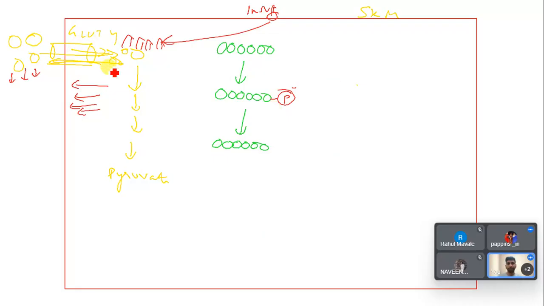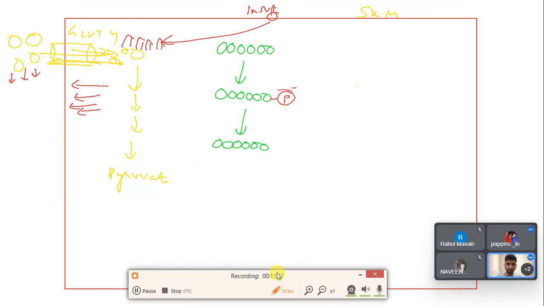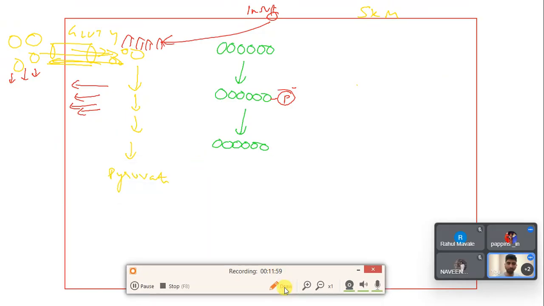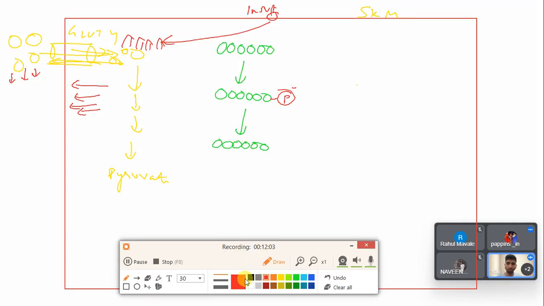Some enzyme should be present, right? Now we are focusing on each step of glycolysis. So what's the enzyme? Which enzyme phosphorylates glucose into glucose 6 phosphate? Hexokinase. Okay. Any other answer? Glucokinase. Hexokinase.